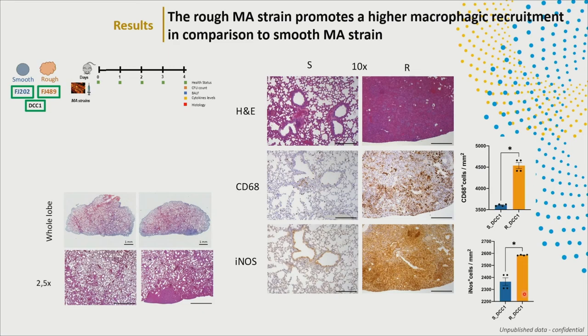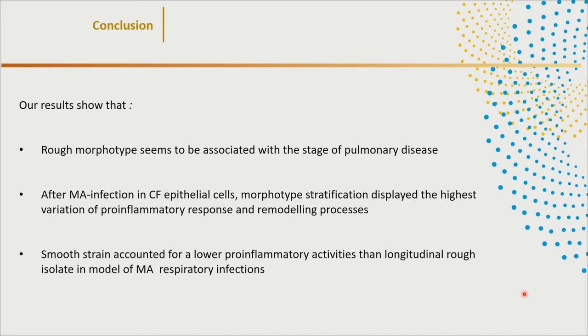So we obtained similar results in the chronic infection model, in particular at 14 days, in terms of higher pro-inflammatory activities, and in particular neutrophils were also sustained at 14 days. And we are going to publish this study soon, I hope. So to conclude, because I have really few seconds, overall results suggest that the rough morphotype seems to be associated with pulmonary disease, and this has been described also by other groups. In particular, there are a couple of clinical strains that associated this stable morphotype with the advanced stage of pulmonary disease, confirming in some way the findings that we observe in our small biobank.